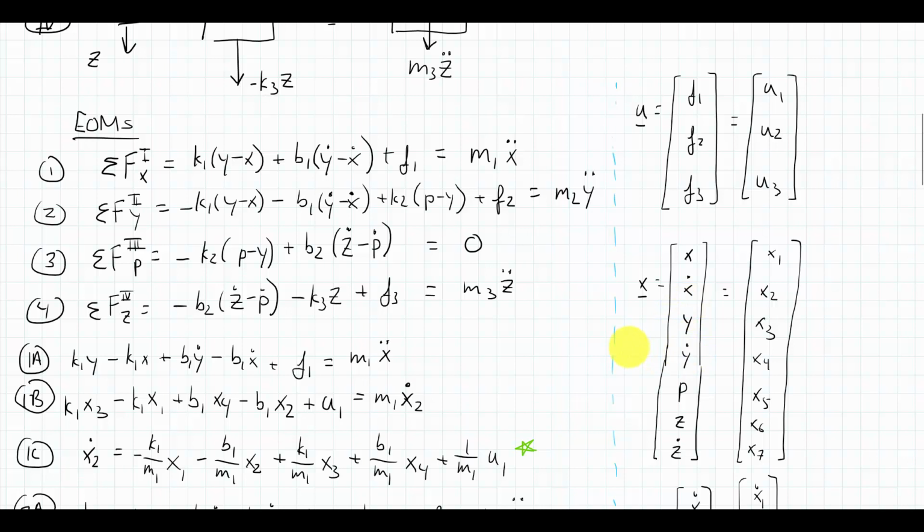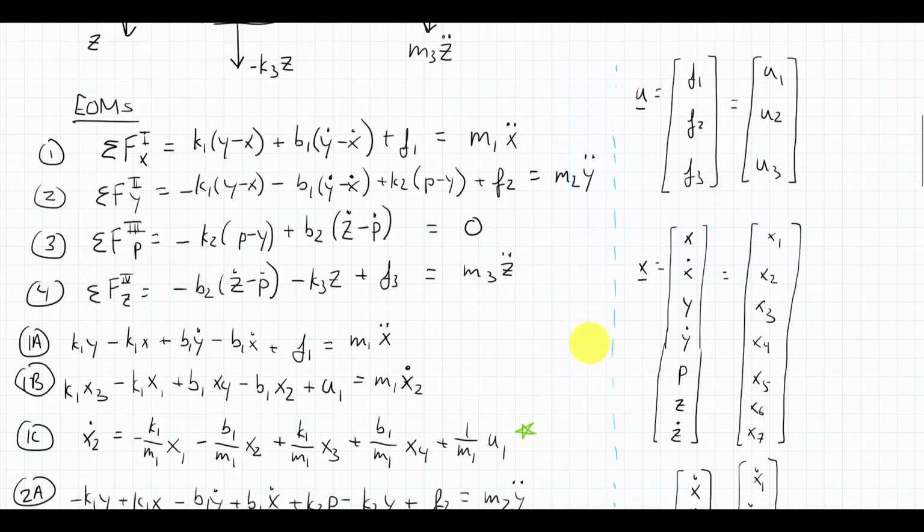Here's where we saw something different than previous examples. P dot was the highest derivative of p, so p itself was the only state variable in the P family. Back to Z, we have a Z double dot, so Z and Z dot were both state variables. I decided to order these in the same order as the diagram, going from X to Y to P to Z, and once I establish that order, I have to stick with it so that all of my matrices are going to be consistent with this definition of X1, 2, 3, 4, 5, 6, and 7.